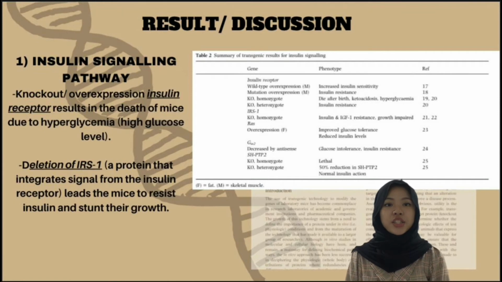For the result and discussion, there are 3 studies conducted, which are insulin signaling pathway, glucose transport, and insulin secretion. First, insulin signaling pathway. It is discovered that knockout and overexpression of the insulin receptor results in the death of mice due to hyperglycemia, which is high glucose level. This shows the insulin receptor plays a big role in body glucose regulation. Next, there is deletion of the gene IRS1, a protein that integrates signal from the insulin receptor, which leads the mice to resist insulin and stunts their growth. However, IRS1 is not the only protein that can integrate the signal from the insulin receptor.